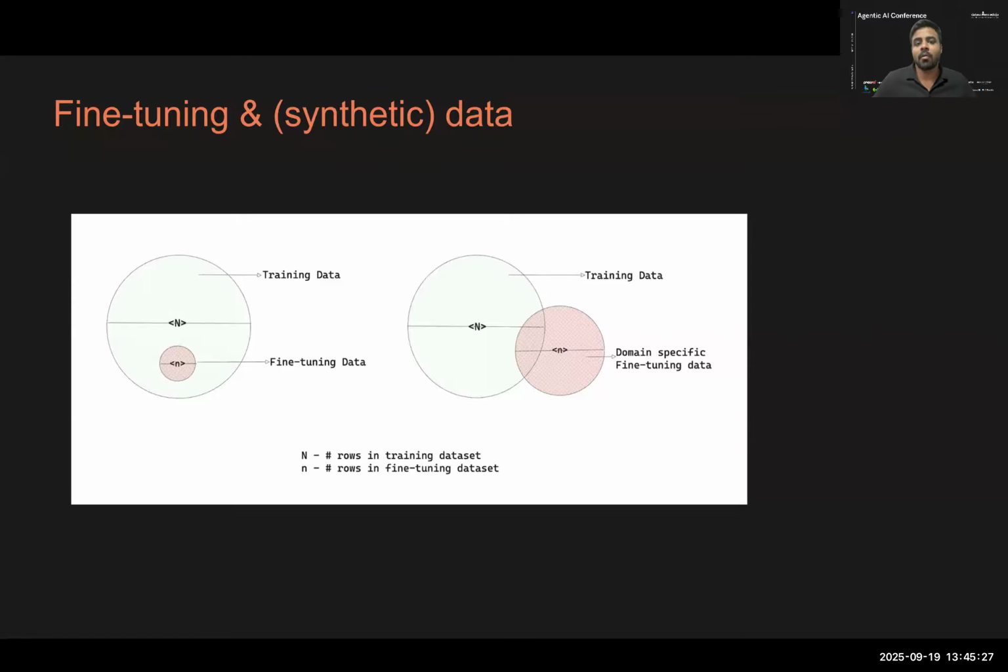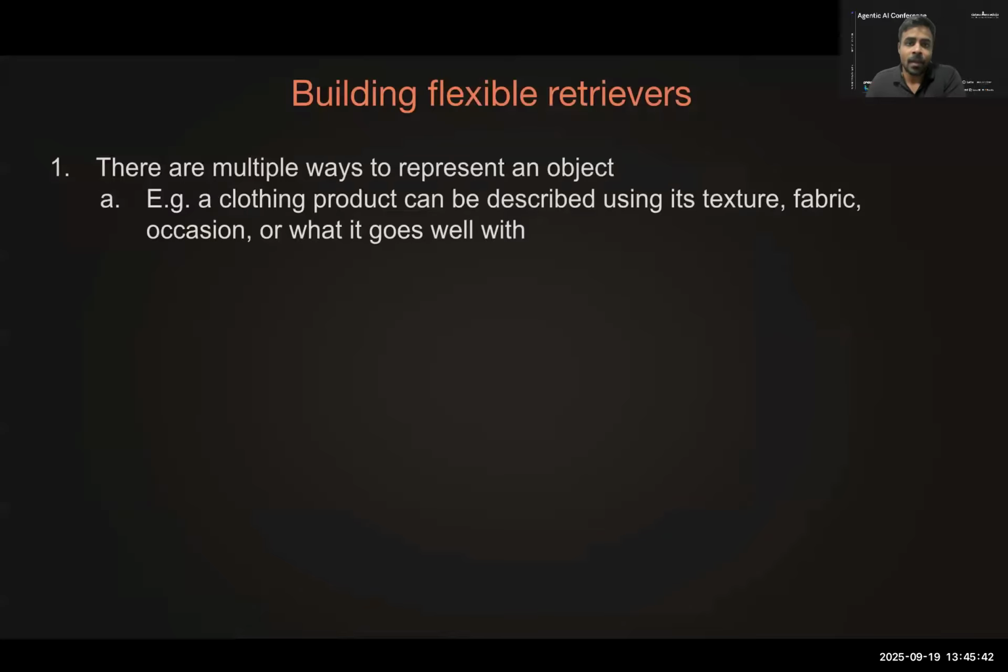Cool. So this is how you go about improving a retrieval system, and in turn improving everything that is built on the retrieval system, whether it's RAG or a recommender system or anything else. Okay, now coming to the second part of this, where we talk about building flexible retrievers.